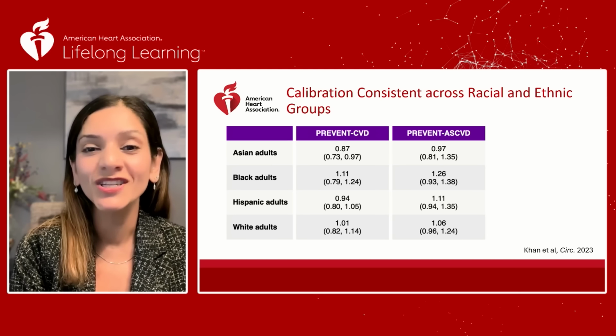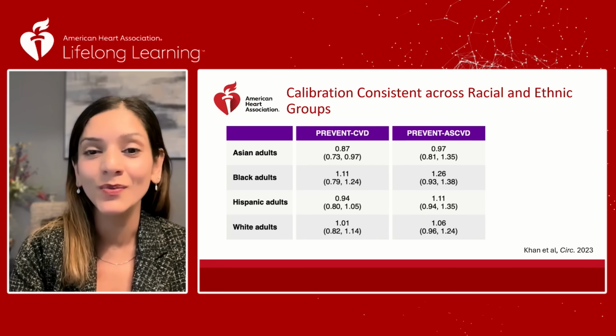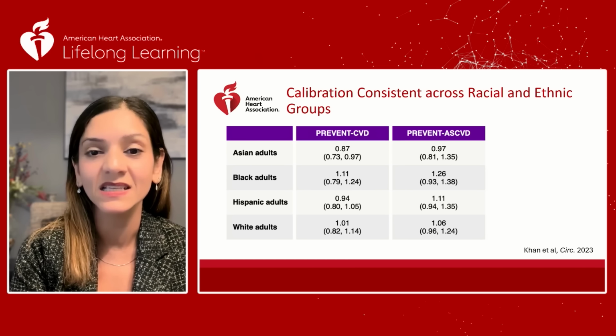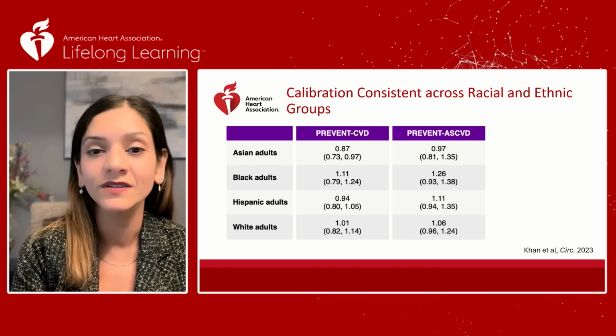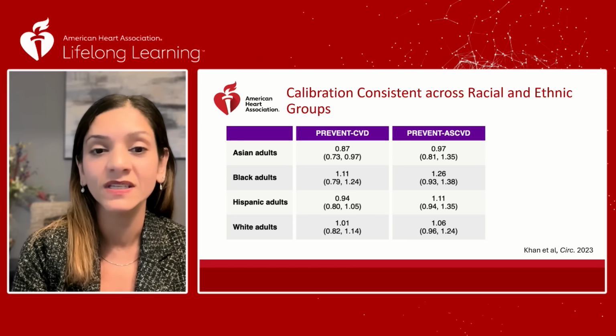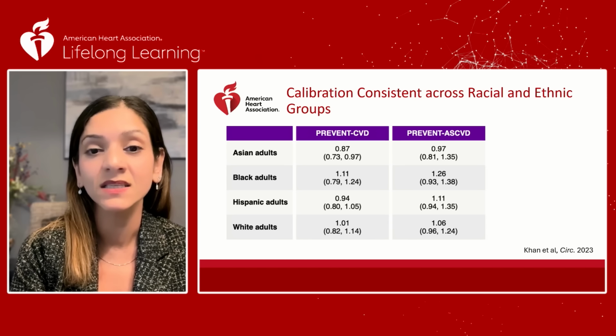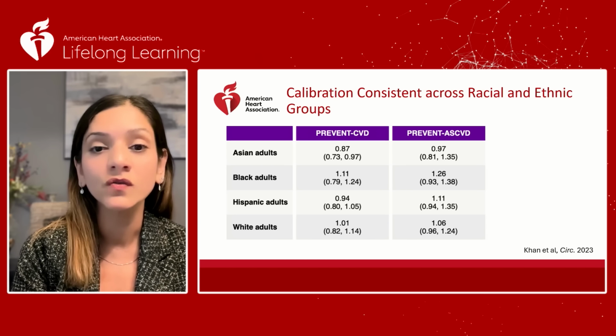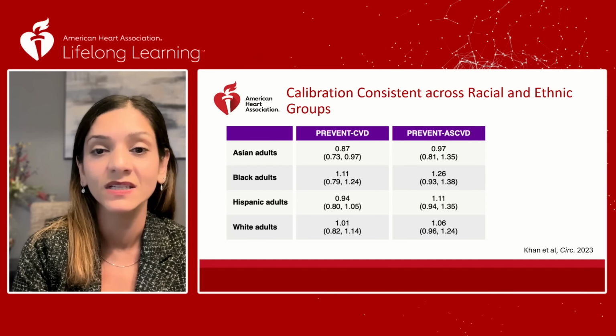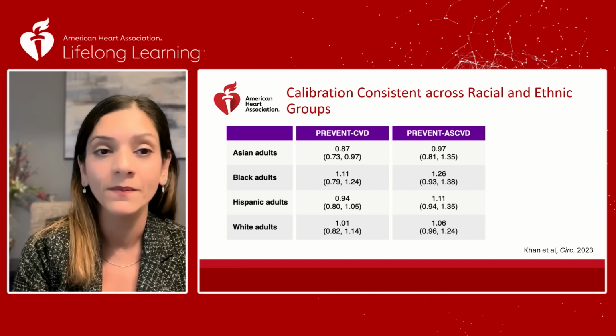The other key question that comes up: you'll notice when I went through the predictors, I didn't mention race and ethnicity. Race and ethnicity as a social construct was not included as a predictor, but we know there are real race-based differences in cardiovascular disease risk. Within the United States, African Americans have a more than twofold higher risk of developing cardiovascular disease and dying from cardiovascular disease. So we wanted to make sure that we were not underestimating risk in certain populations.